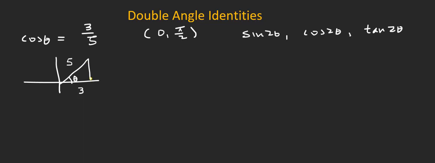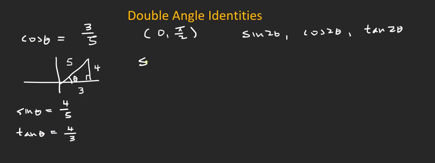So what is the y value then? Well, using the Pythagorean theorem, you know that it's going to be 4. So based on this triangle, you know that cosine theta is 3 over 5, and sine theta will be 4 over 5. What about tangent theta? Tangent theta is y over x, so 4 over 3. Now notice, we need to find sine 2 theta, cosine 2 theta, and tangent 2 theta. These are cosine theta, sine theta, tangent theta.